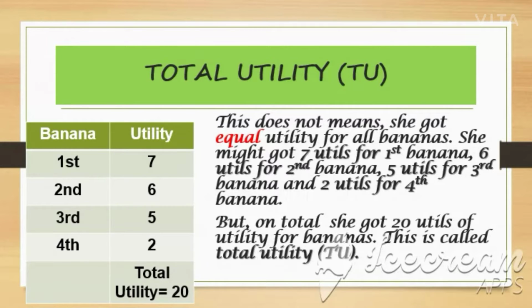This does not mean she got equal utility for all bananas. She might have got 7 utils for the first banana, 6 utils for the second banana, 5 utils for the third banana, and 2 utils for the fourth banana. But in total, she got 20 utils of utility for the bananas. This is called total utility, TU. The total utility is 20 here for the 4 bananas.